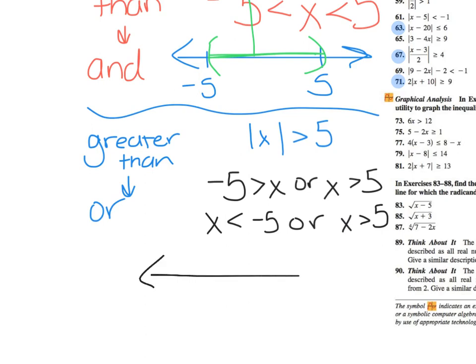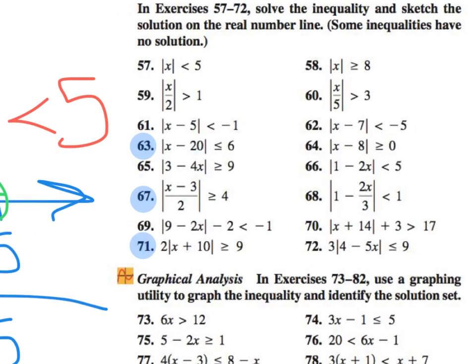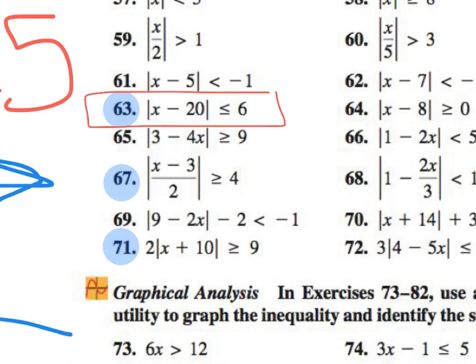Your or statement is going to have the arrows pointing out. If this is negative 5 and this is positive 5, you want it to be less than negative 5 or greater than positive 5. Again, you can always plug numbers in from your range to check. If I plug in negative 6, the absolute value of negative 6 is 6, that's greater than 5. If I plug in positive 6, the absolute value is 6, which is greater than 5. So just looking at number 63, that's read as absolute value of x minus 20 is less than or equal to 6.